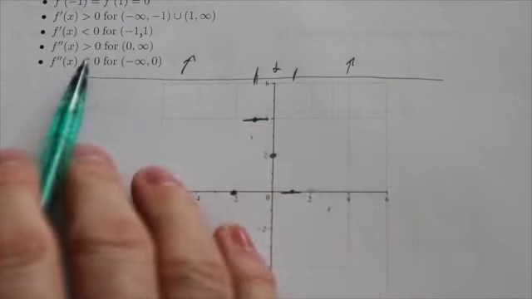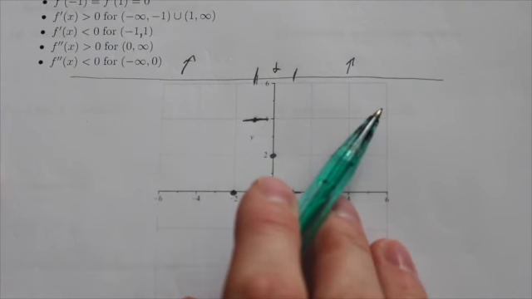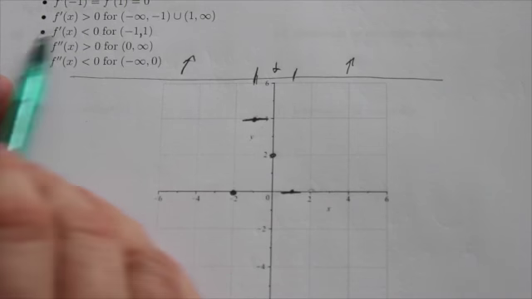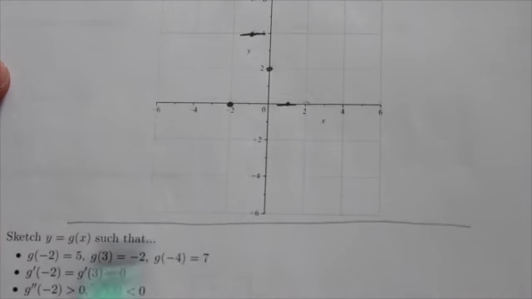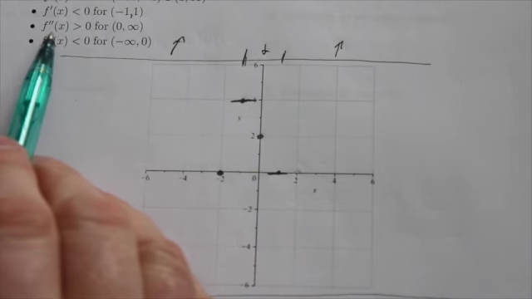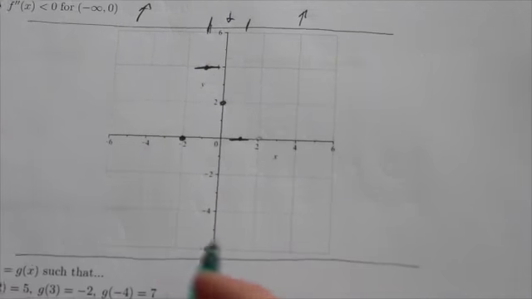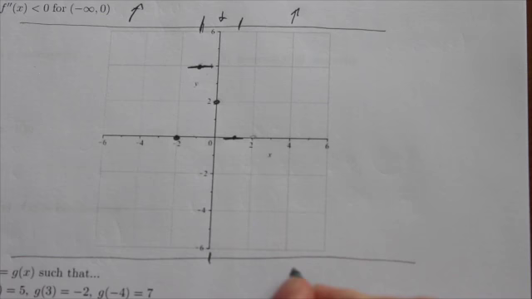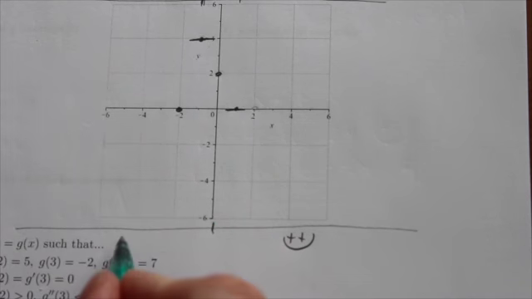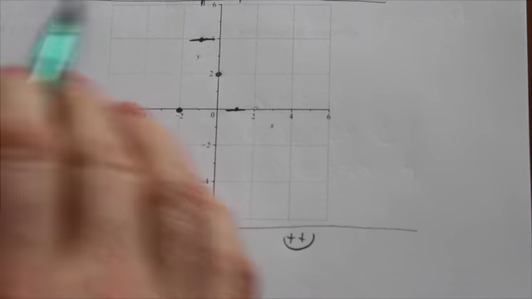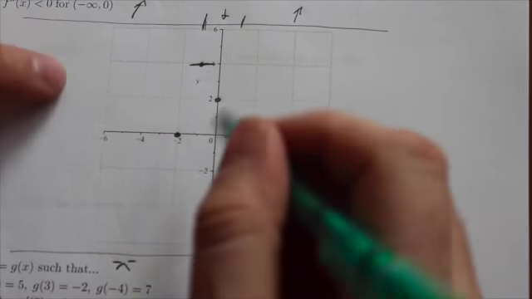So I can look at the top of my graph and I know what my intervals of increasing, decreasing should be. Down here, along the bottom, I'm going to identify my interval of concavity, and I see that the second derivative is positive from 0 out to infinity. So that's going to be concave up over here, and concave down from -infinity out to 0.